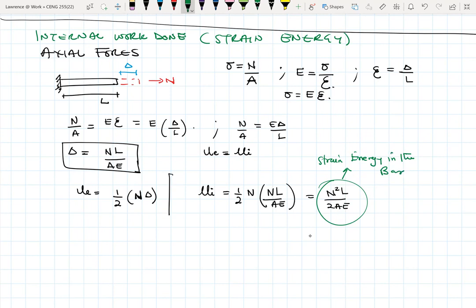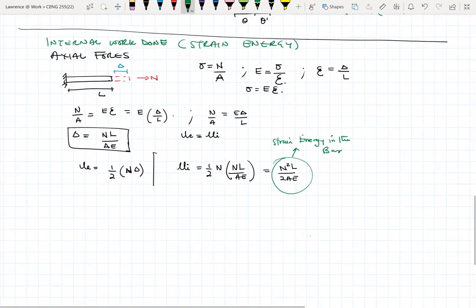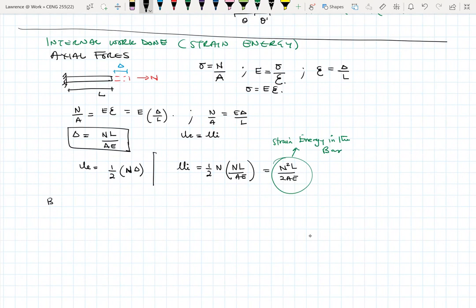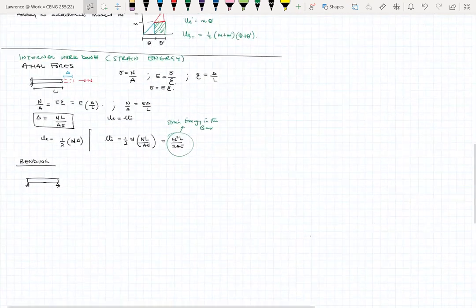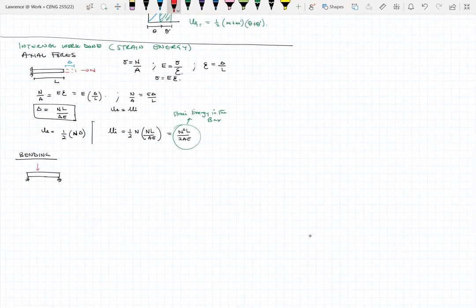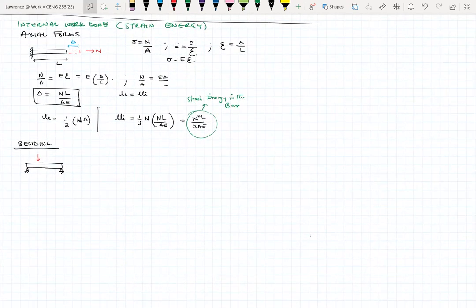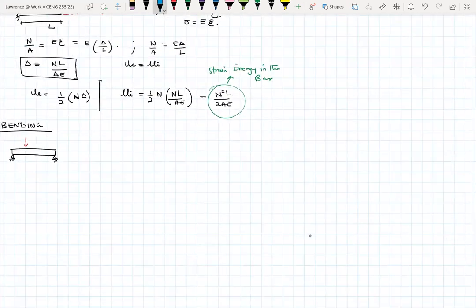Again, we'll come back and look at how to use these equations to help us solve some problems. Then let's look at the strain energy due to bending, when there's some bending action. So if you have a beam like this, and then we apply some load to the beam, definitely this beam would undergo bending. So the beam would deflect. So this would be the deflected shape of the beam. Okay, so there's some bending going on.